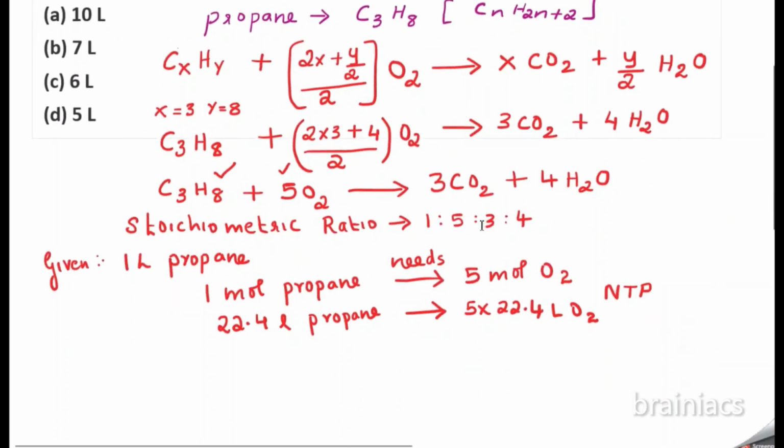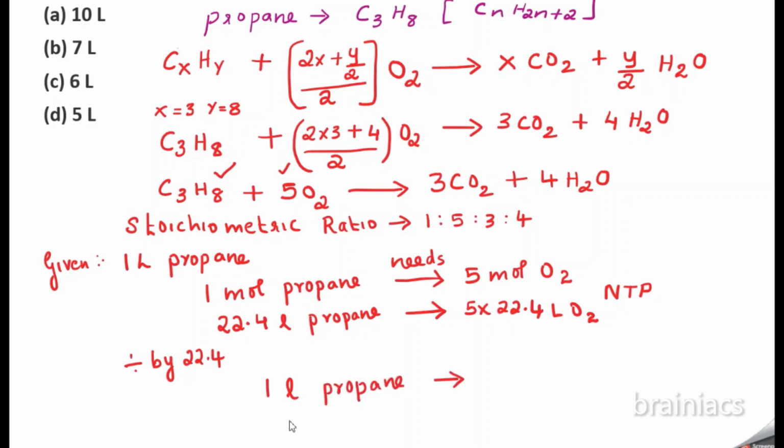Now we will see what you need to calculate here. They are asking how many liters of oxygen are required for 1 liter of propane. Correct. So how do we convert the 22.4 liter to 1 liter? We know that we divide by 22.4 on both sides. On dividing, this becomes 1 liter propane. On the RHS, if you divide by the same value 22.4, this becomes 5 liter oxygen at NTP. Correct. So tell me, 1 liter of propane needs how many liters of oxygen? You got the answer, 5 liter oxygen.